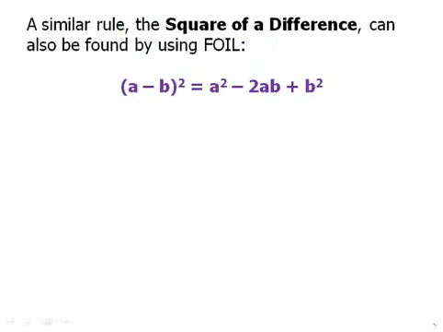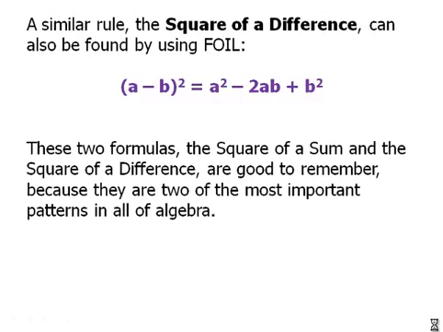A similar rule, the square of a difference, can also be found by FOILing. This is a minus b squared equals a squared minus 2ab plus b squared. These two formulas, the square of a sum and the square of a difference, are good to remember because they are two of the most important patterns in all of algebra. And again, I'll make the distinction here. Don't just blindly memorize them. Practice the FOILing. FOIL them out. And that way, you'll really own these formulas because you'll understand where they come from.